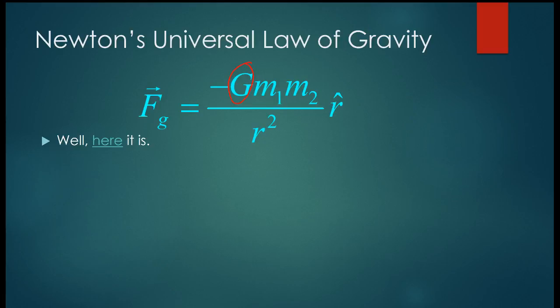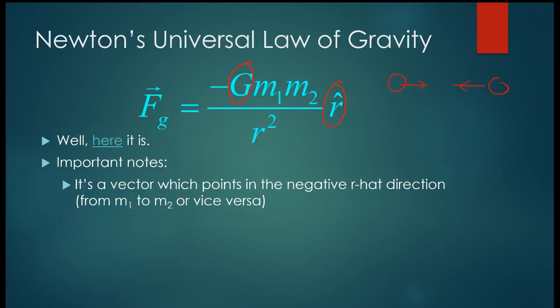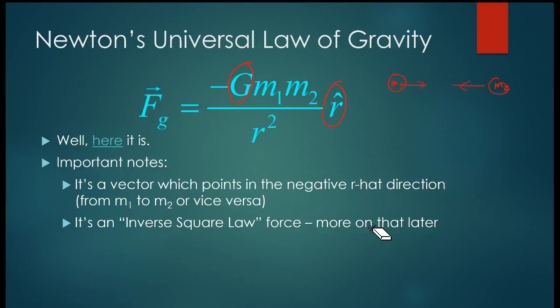The universal law of gravity is a radial force, so that's why we have the r hat vector and the negative sign, showing that if I have two masses, the force of gravity is on a line connecting them. It's important to note that it is a vector which points in the negative r hat direction, so it goes from m1 to m2 or vice versa. And it's an inverse square law, so we'll talk a little bit more about that in a moment.